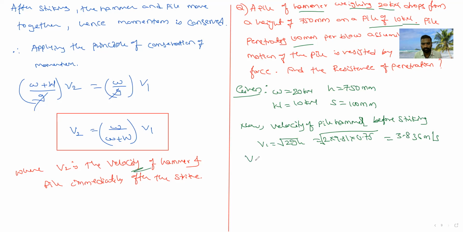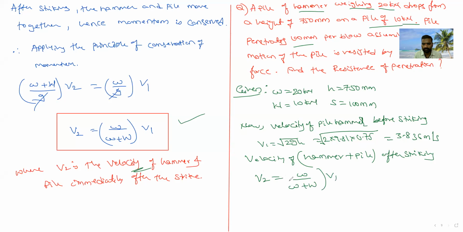Then velocity after striking. This is the velocity of hammer plus pile after striking. What is that one? V2. What is the formula for V2? V2 is equal to small w divided by small w plus capital W into V1.